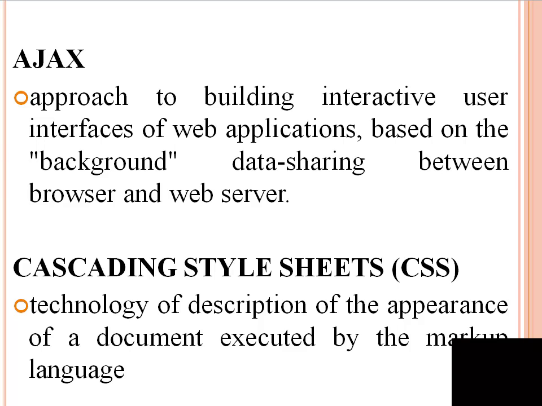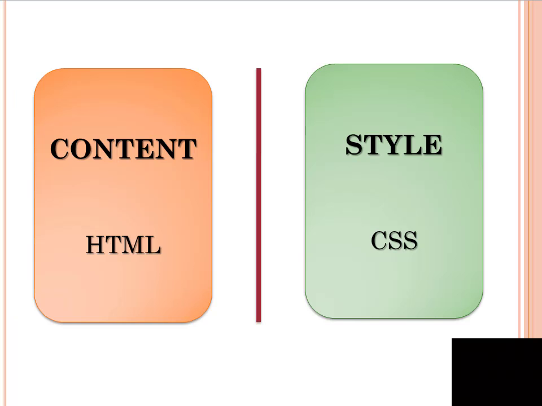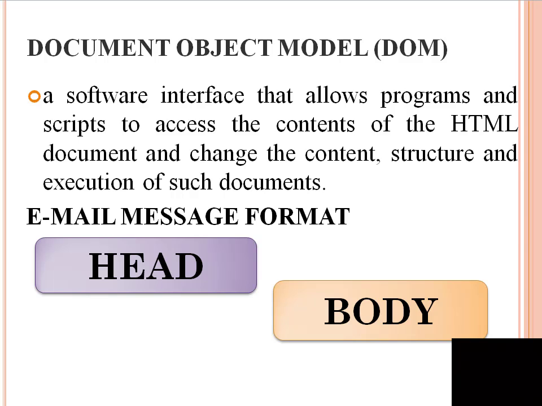Cascading style sheets, CSS, is a technology of description of the appearance of a document executed by the markup language. As this picture shows, you can see the content HTML, size and style using the CSS technology. Document Object Model, DOM, is a software interface that allows programs and scripts to access the contents of the HTML document and change the content, structure, and execution of such documents. For instance, an email message format: head and body. An HTML document usually has a head and body.